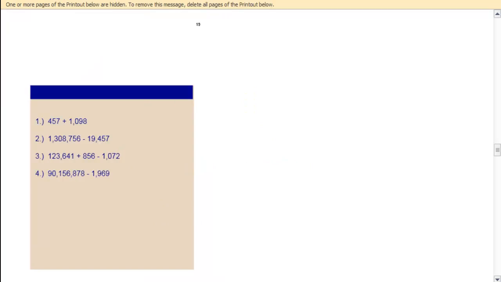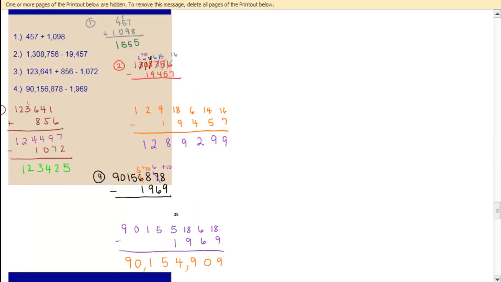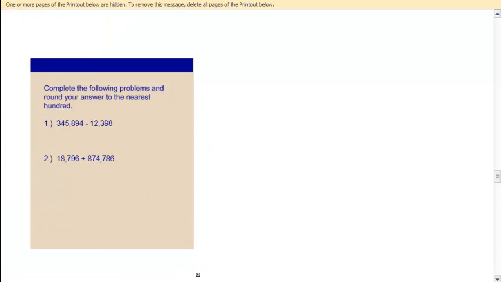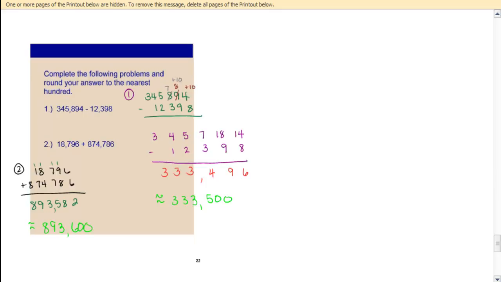Now try 1 through 4 on the next slide and then check your answers. The answers are on the next page, but here are the steps. In this next to last slide, I would like you to go ahead and do the subtraction and addition, and after you get your answer, you're going to round to the nearest 100 to practice rounding. Pause and then come back and check your answers. Again, the answers are on the next slide, but you can pause and see the steps here.